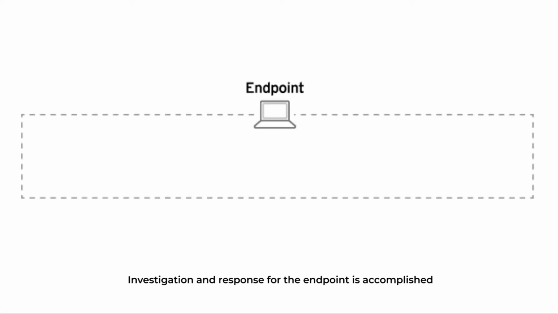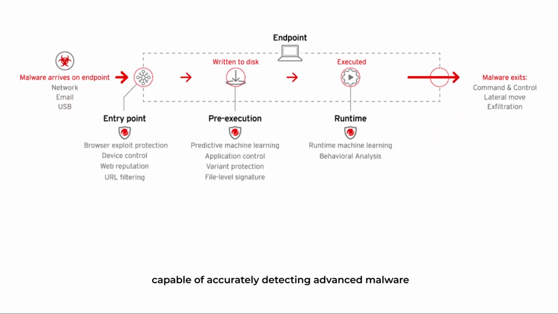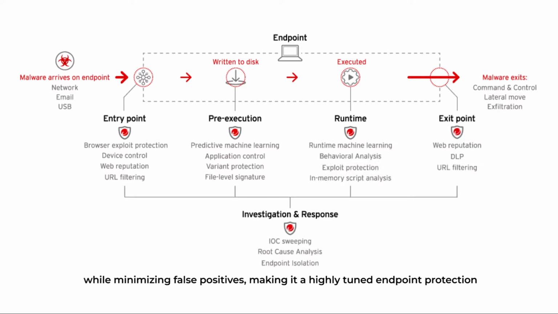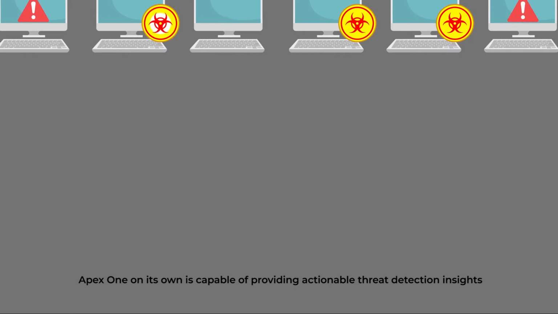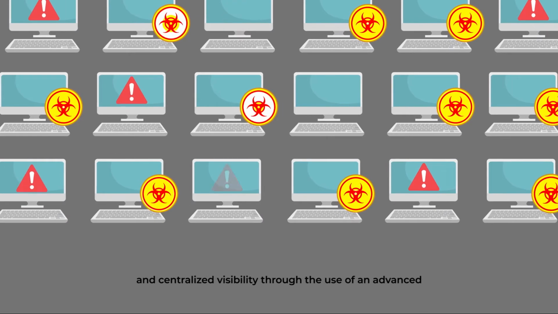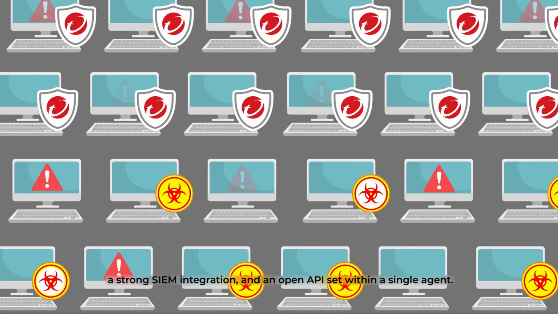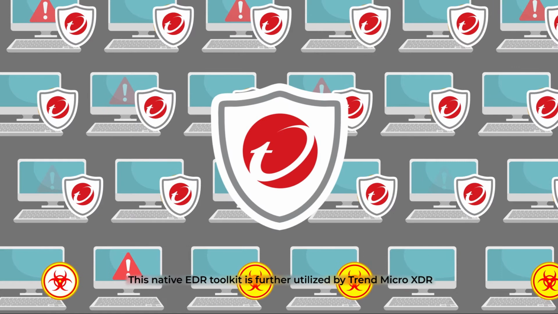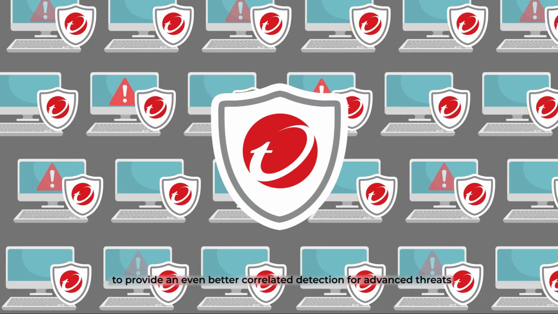Investigation and response for the endpoint is accomplished through the use of pre-execution and runtime machine learning, capable of accurately detecting advanced malware while minimizing false positives, making it a highly tuned endpoint protection that maximizes both performance and effectiveness. Apex One on its own is capable of providing actionable threat detection insights, expanded investigation capabilities, and centralized visibility through an advanced endpoint detection and response toolset, a strong SIEM integration, and an open API set within a single agent. The native EDR toolkit is further utilized by Trend Micro XDR to provide even better correlated detection for advanced threats when incorporated in the bigger picture.